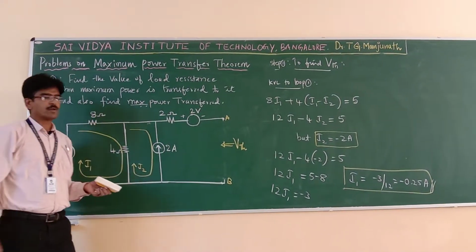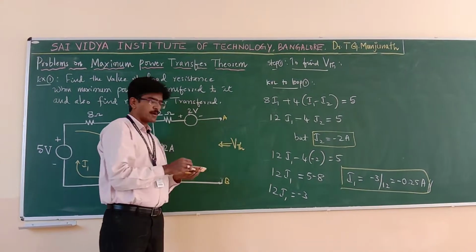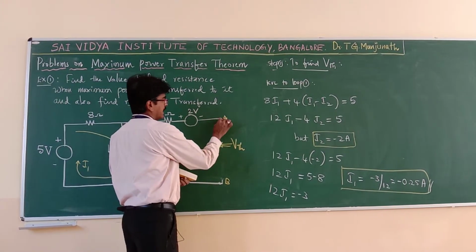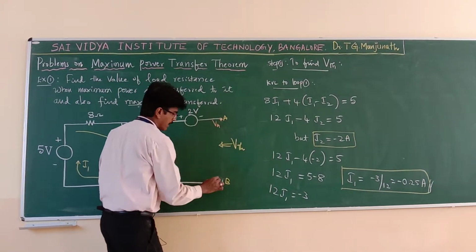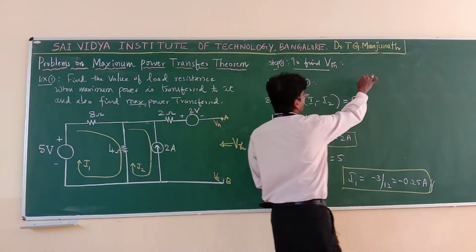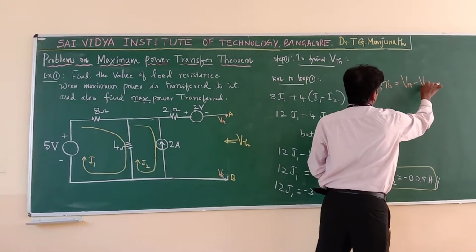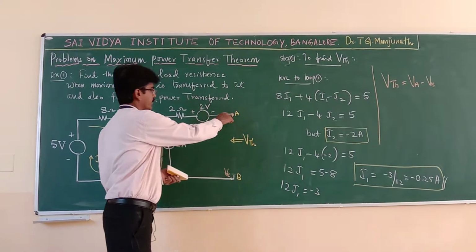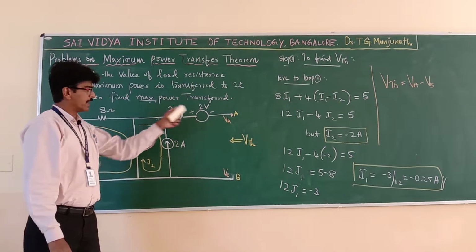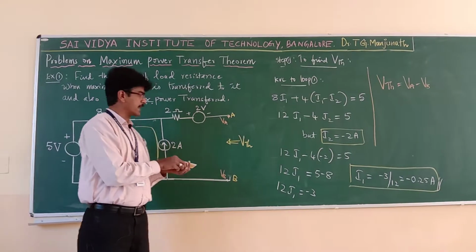Now, my intention is to find V Thevenin. So, what is V Thevenin? The voltage between these 2 points is V Thevenin. Therefore, if I take the potential of this point as VA and the potential of this point as VB, V Thevenin is equal to VA minus VB. Correct? The potential difference between these 2 points is V Thevenin. You can solve for V Thevenin by any method, I am just going by this method.